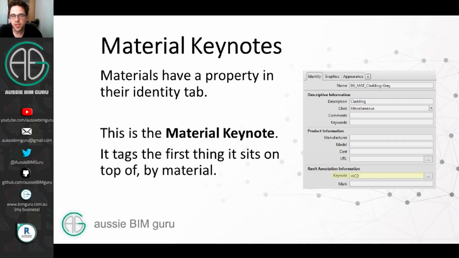Material keynotes are a little bit different. So unlike elements, these are associated with materials under their identity tab. In this case, you can see that I have a wall cladding keynote associated to a cladding material. Noting as well that the way that we tag with material keynotes is different as well, which I'll show you quite soon. In this case, the material keynote will pull the value out of the first thing that it sits on top of in the view. So they're mostly suitable in floor plans or elevations, where you might be, say, drawing out a floor finish or a wall finish, and you know that nothing's going to be in the way of that tag.